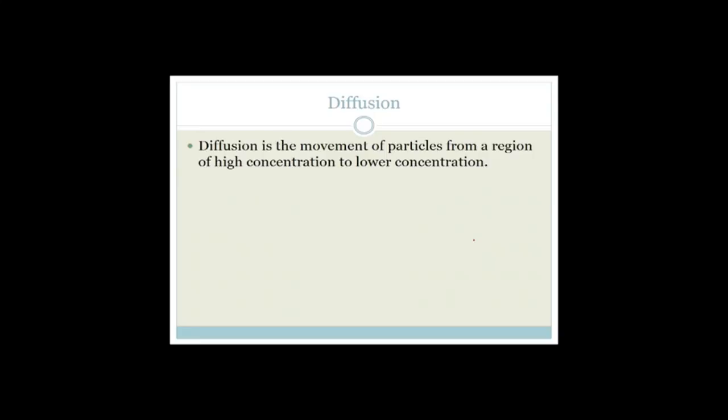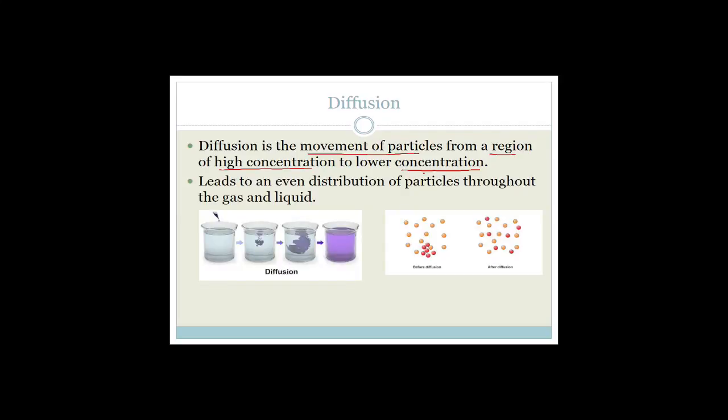Now, the reason that's important is because diffusion is dependent on Brownian motion. Diffusion is the movement of particles, and this is what I was talking about when I said you could smell someone's pizza or your teacher's perfume. Diffusion is the movement of particles from a region of high concentration to lower concentration. So high concentration, remember what I said to you about concentration.